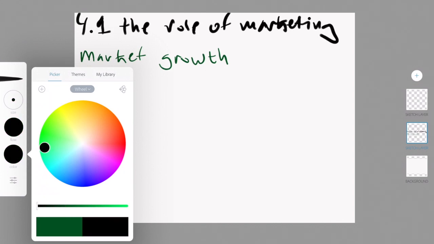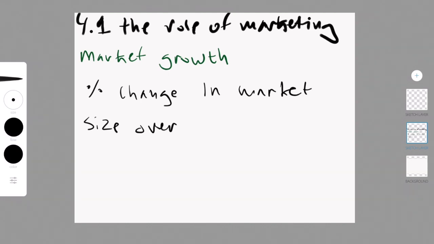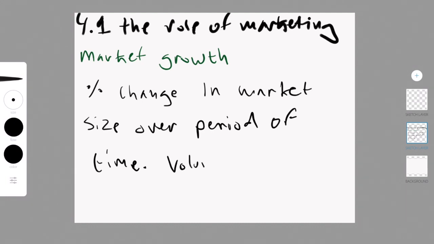So, market growth. Market growth refers to the percentage change in the market size over a period of time. This can be based on either volume or value. Value measures the amount spent by customers on the total number of goods sold by the business, and volume is measured by the number of goods bought by customers. Now, market size represents the total sales of all businesses in a given market.